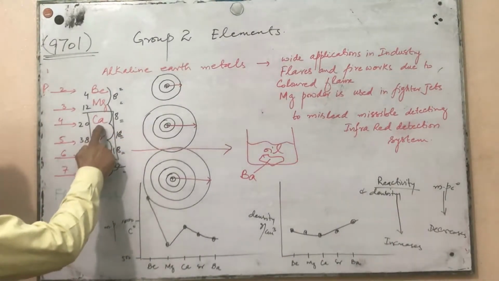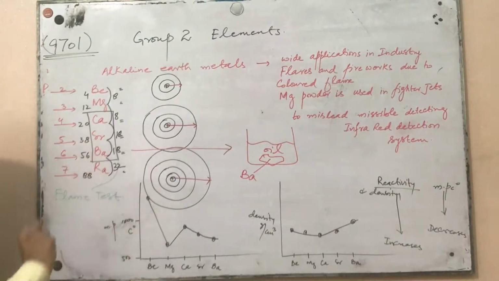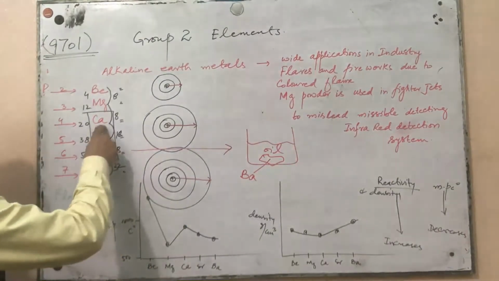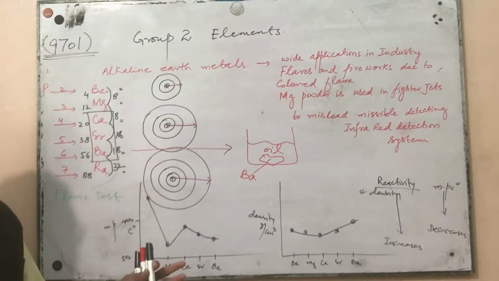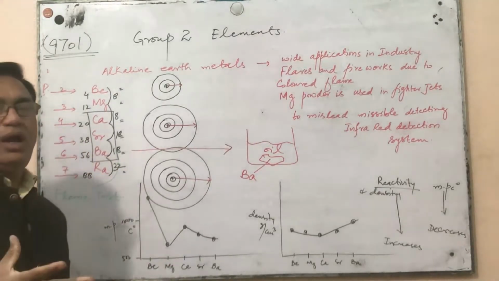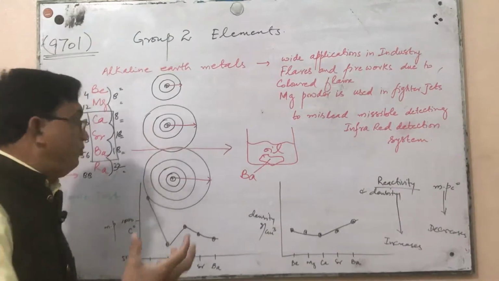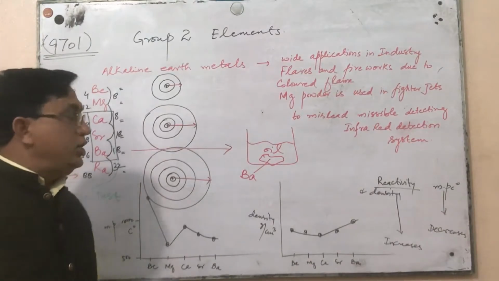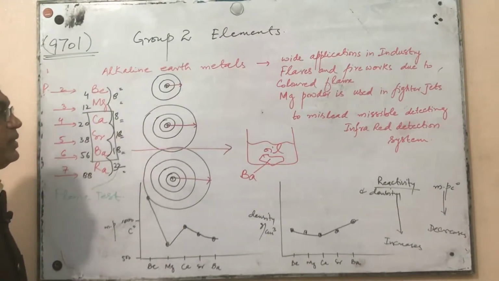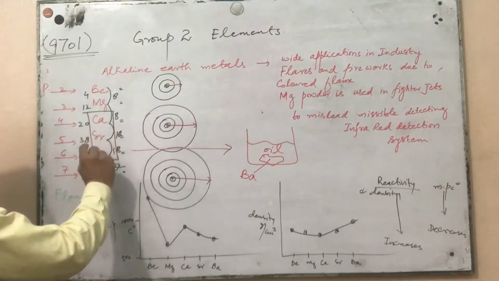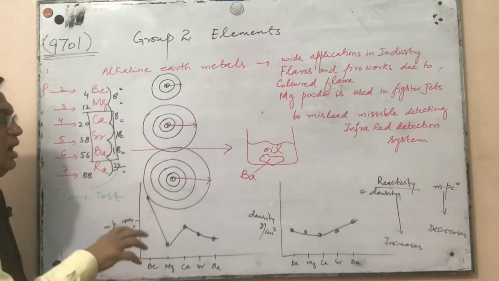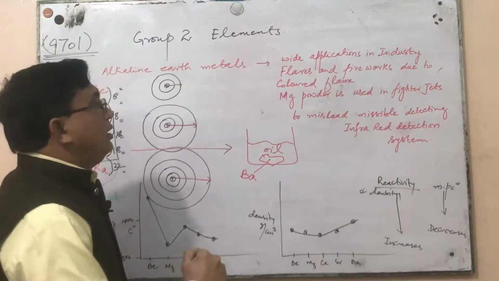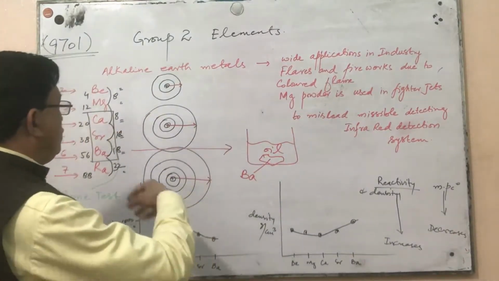The applications of group 2 elements are many. Three of the elements, calcium, strontium and barium, produce colored flames. Calcium produces a brick red flame. Strontium gives a scarlet or bright red flame, while barium produces an apple green flame. Due to their different colors, calcium, strontium and barium are used in flares or in fireworks. In fireworks, these are used a lot.